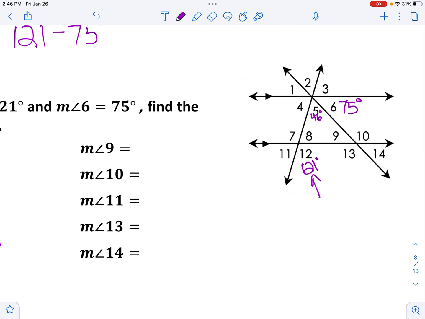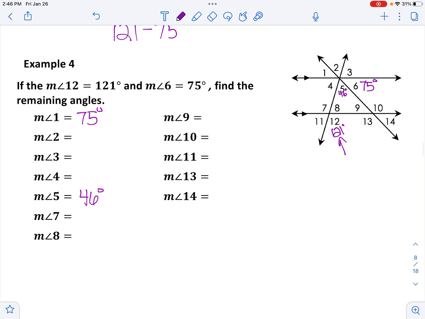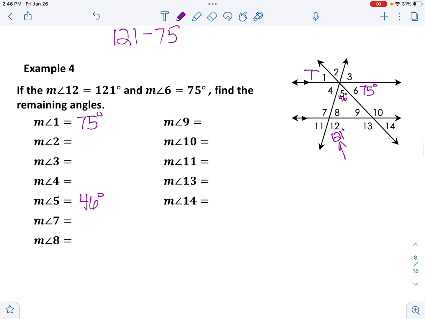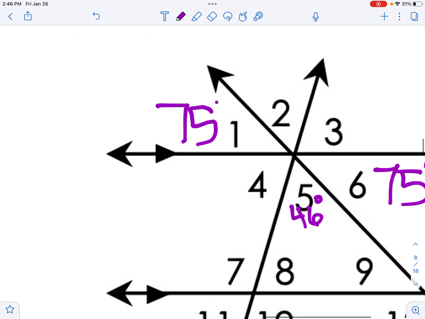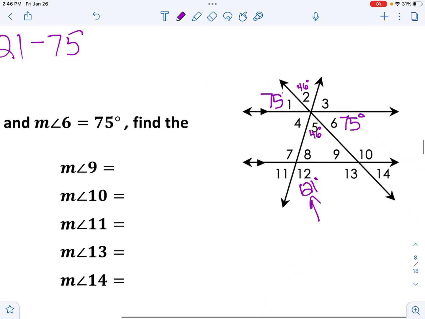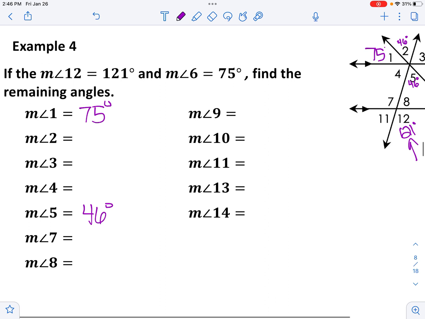Okay, so that also then means that, well, we got this as 75, I guess I could label that. That means 2 has to be 46 degrees as well. So let's write that in.